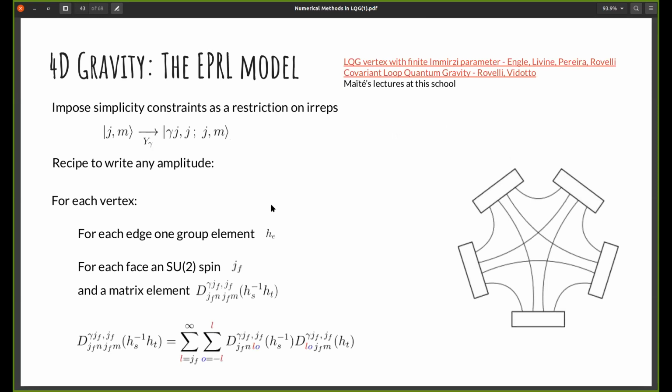So the recipe to write the amplitude is exactly the same as before. The only difference is that now, instead of using SU2 Wigner matrices, we need to use SL2C Wigner matrices. So this complicated object that I showed you before, but not any SL2C Wigner matrices: it is the Wigner matrix where we apply this Y gamma map, where we restrict the representation to be gamma j, j.